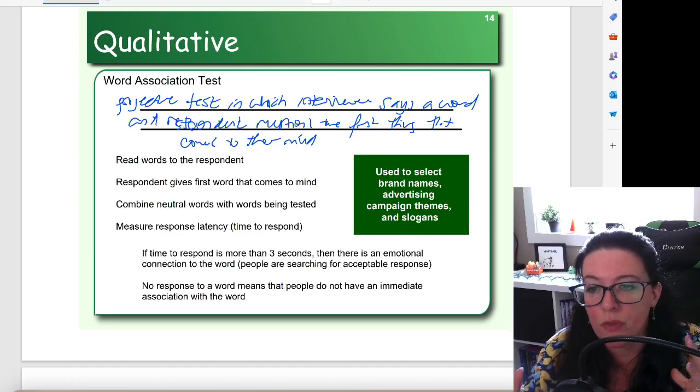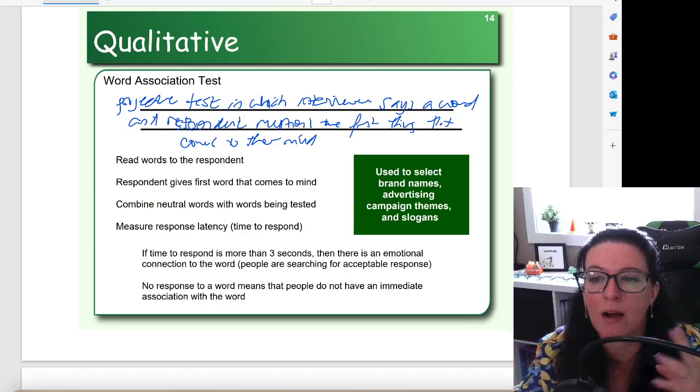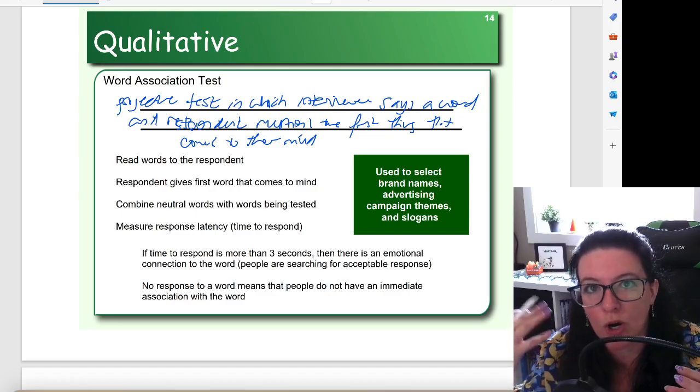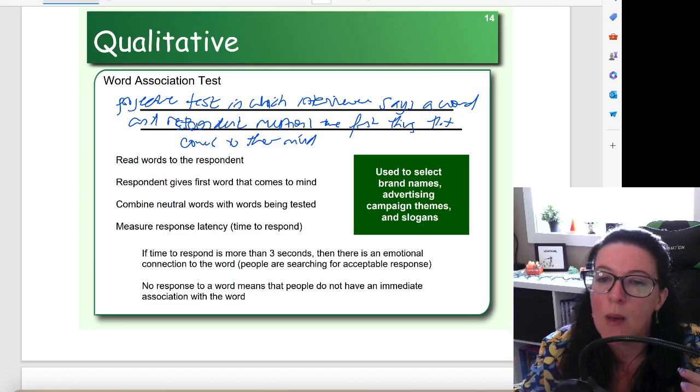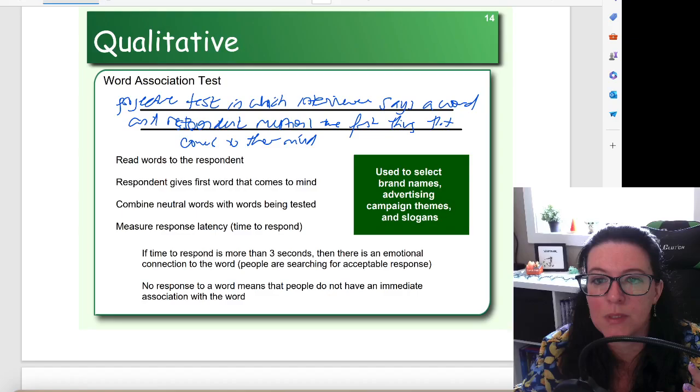So the key here as the researcher is to take words you care about and mix them in with neutral words. So it's really not clear what you're fishing for. And what we're doing is not only looking at what word the person gives, but the response latency. How long does it take them to come up with a word? If the time to respond is more than 3 seconds, then there can be an emotional connection to the word.